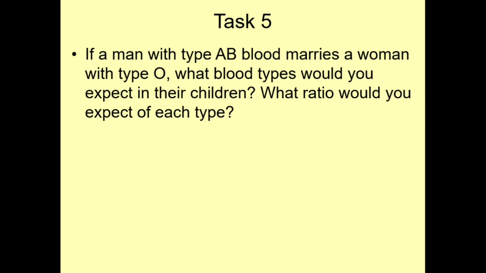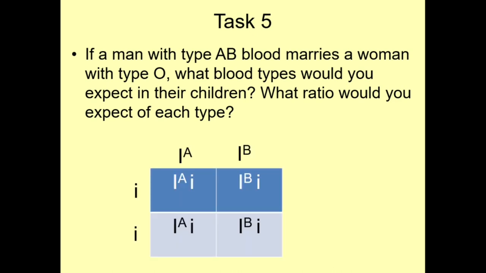So hopefully you've had a chance to work that out, and you can see what I was talking about with the fact that it can cause some interesting conversations. So hopefully you did this as your Punnett square. We know that the man with type AB blood has to be heterozygous, so he's got one IA allele and one IB allele. So we put him up the top. You can put him down the side, it doesn't matter.